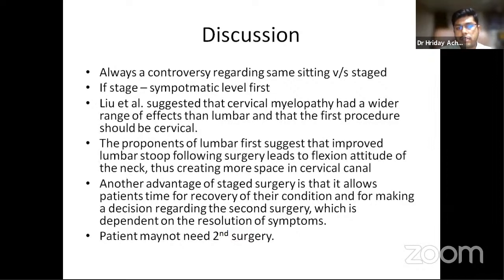Now it was suggested by Liu et al. that all cervical patients should be operated first because there are chances that they will improve. There are some proponents of lumbar surgery first, saying that when you do the lumbar surgery, the posture of the neck will improve, go into flexion and thereby increase more space, and so they may not need a cervical surgery. With single stage surgery, people say there is some time for the other symptoms to regain and the patient may not need a second surgery.